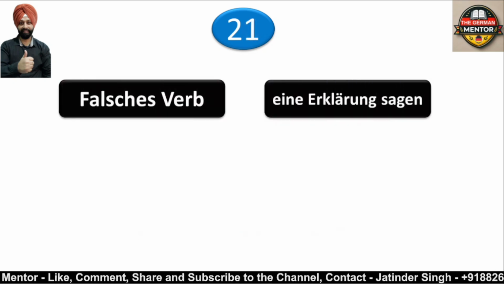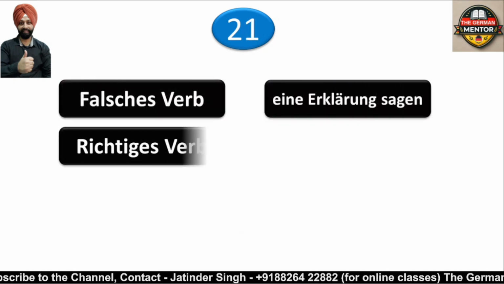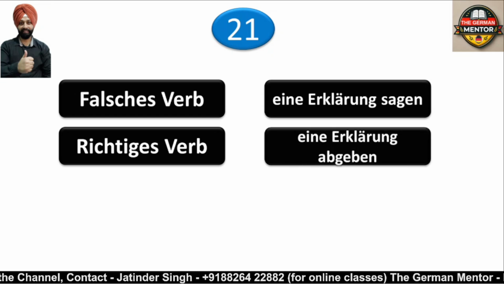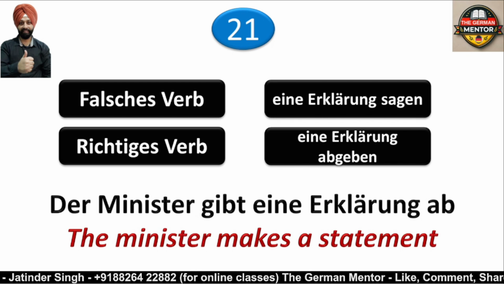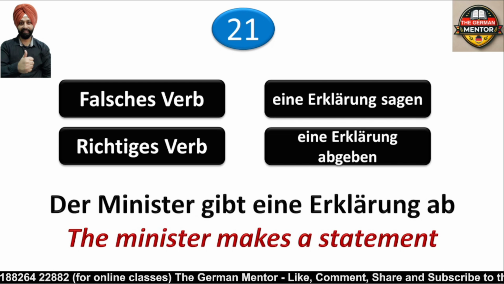Falsches Verb combination, eine Erklärung sagen, but the correct one is eine Erklärung abgeben. Abgeben is also a separable verb. Zum Beispiel, der Minister gibt eine Erklärung ab. The minister makes a statement. The next one, Nummer 22.